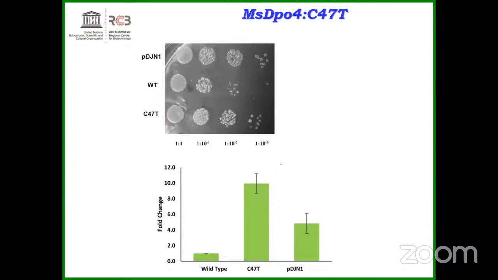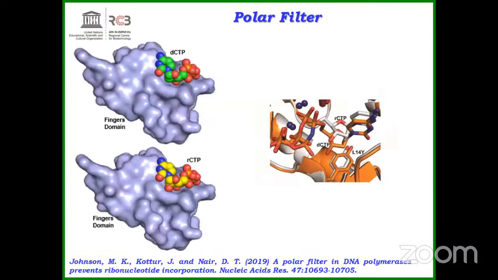So basically, this tells you that in addition to the steric filter that you see in textbooks, there is also a polar filter. And the way it works is that it will interact with the incoming nucleotide and pull it closer to the enzyme surface. And if it has a 2' OH, that 2' OH will clash with the enzyme surface, as you see here. If it doesn't have a 2' OH, there is no steric clash seen here. And that is how it prevents ribonucleotide incorporation.